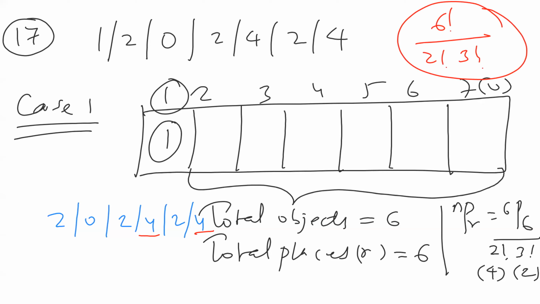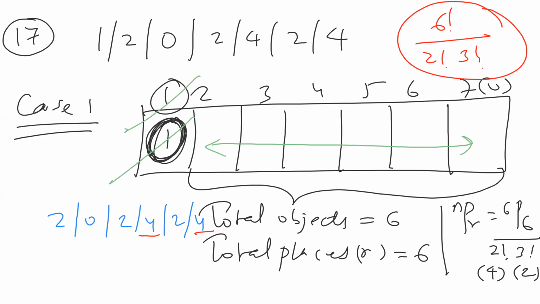So how are the total objects 6? See, because one object is already utilized at the first place. That is 1. So if the number is starting with 1, it's a 7-digit number. The arrangements are supposed to be made from here onwards. But how do we know that we have to start with 1?